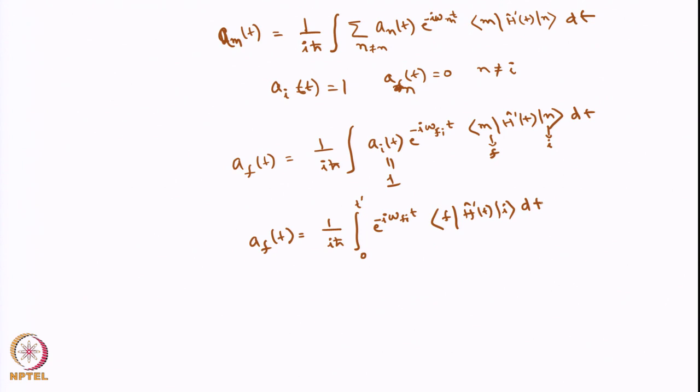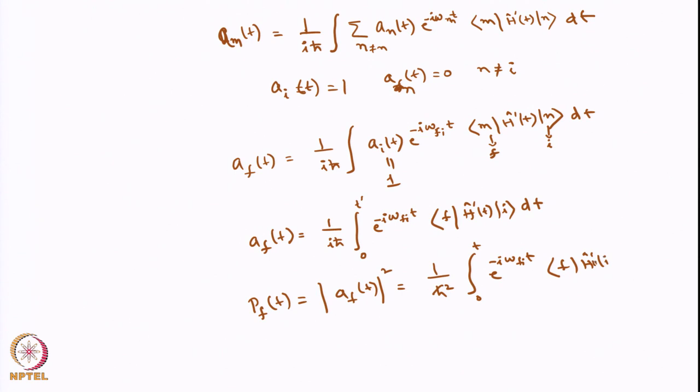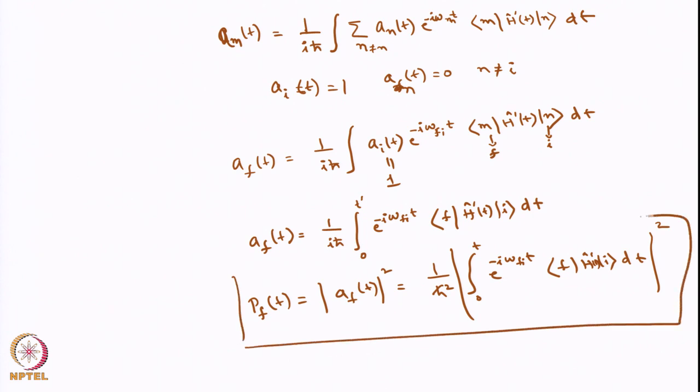So that is my coefficient of the f state, and if I want the probability of the f state, P of f of t, then I take the modulus of af of t whole square. So this becomes 1 over h bar square, modulus of the integral from 0 to t of e to the power of minus I omega f I t, times the matrix element f h prime of t I, whole square. So this is the probability of finding the f-th wave function, that is, the transition from the I state to the f state and the probability of such a transition. So we will stop here.